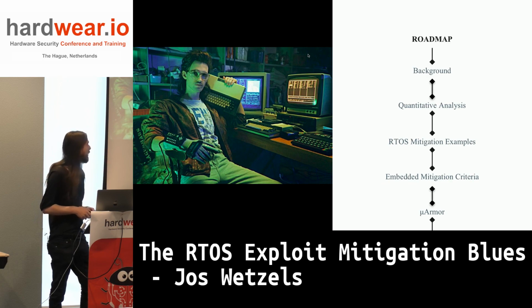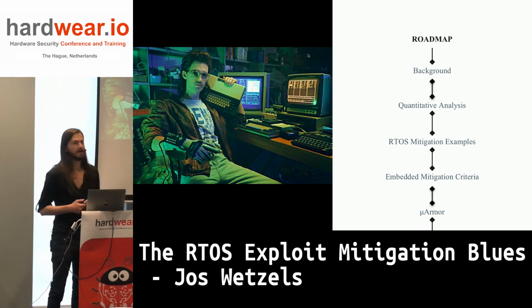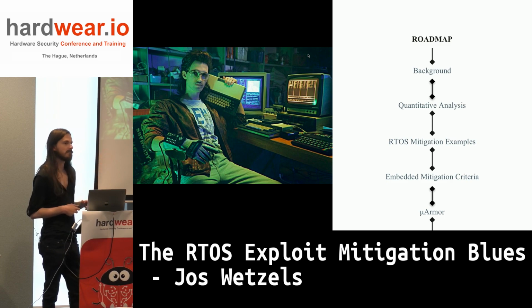So a little roadmap. I'd like to start out with a little background, discuss what real-time operating systems are, binary security, and so on. Then I'll present a quantitative analysis of the current state of embedded exploit mitigation adoption. I'll present a few examples of real-time operating systems that have adopted such mitigations and show how the various challenges in this field affect the quality and the implementation. Then I'll outline what I think are suitable criteria for deeply embedded exploit mitigations, and I'll finish off by presenting MicroArmor, which is a deeply embedded mitigation baseline I designed to meet those criteria.